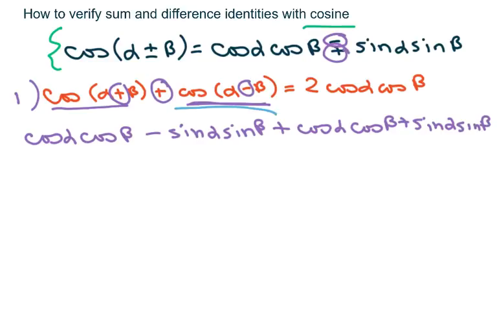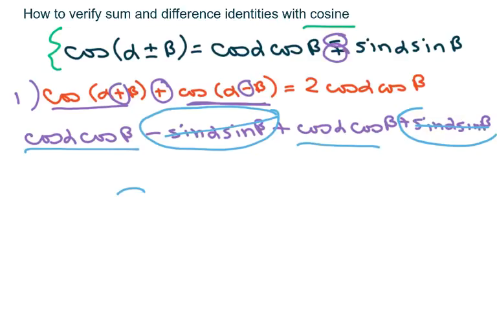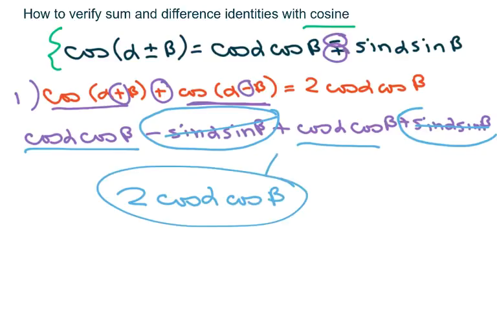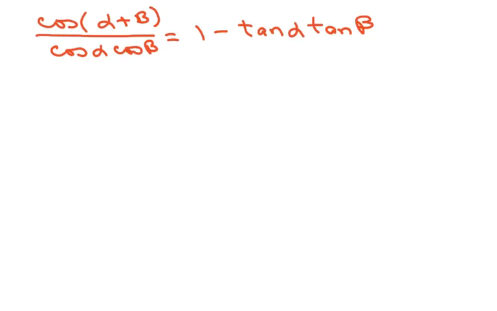All right, these two are the same. One's positive, one's negative, so they cancel each other out. And we have two of these, so that's just going to be 2 cosine of alpha, cosine of beta, which is our desired result here. And that's it. A little longer, but it's not that bad.